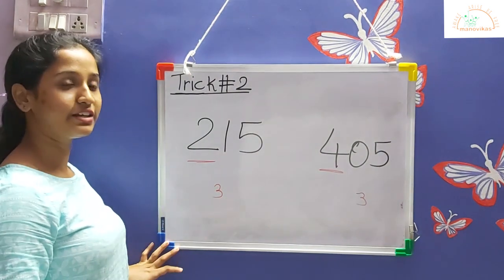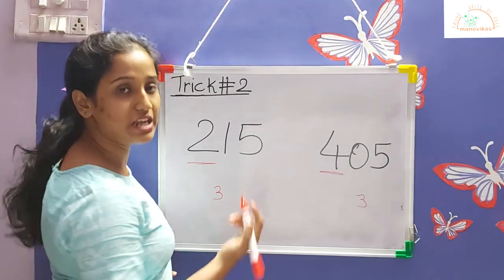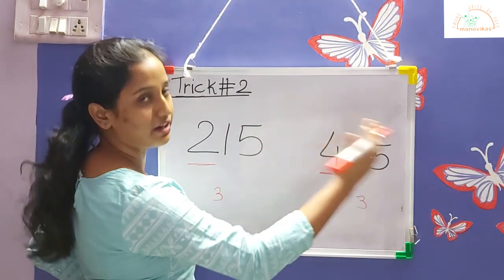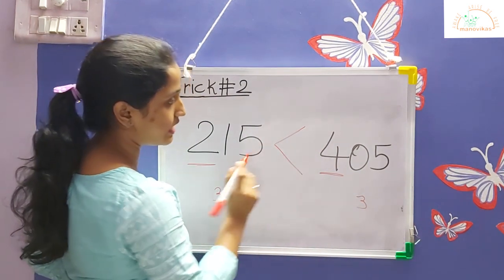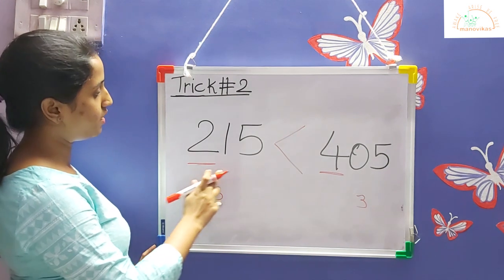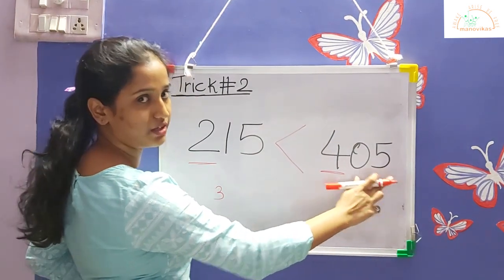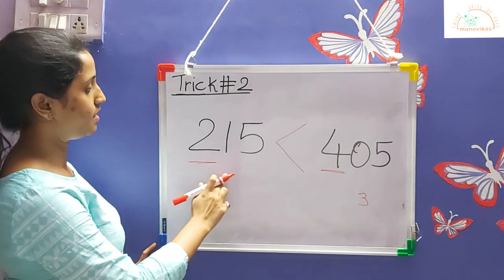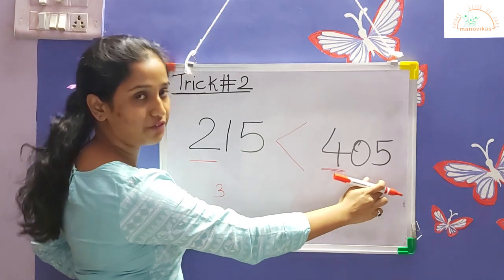Correct? So now which is greater, 2 or 4? Correct. 4 is greater than 2. So where is the number? It is on the right hand side. So we are going to use the less than sign to say that 215 is less than 405. I repeat, 215 is less than 405.